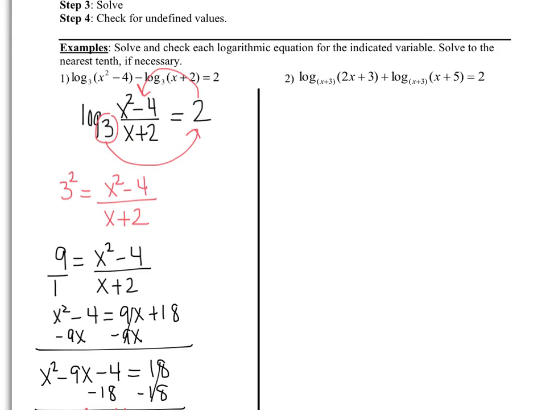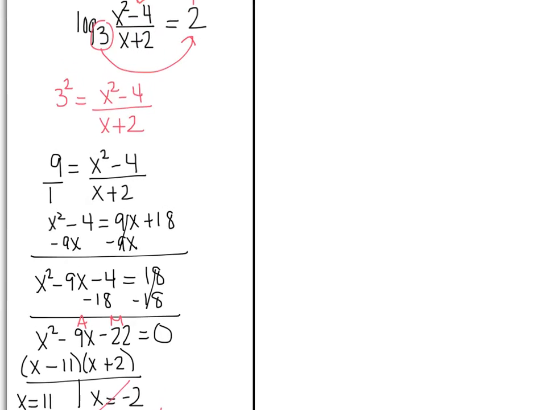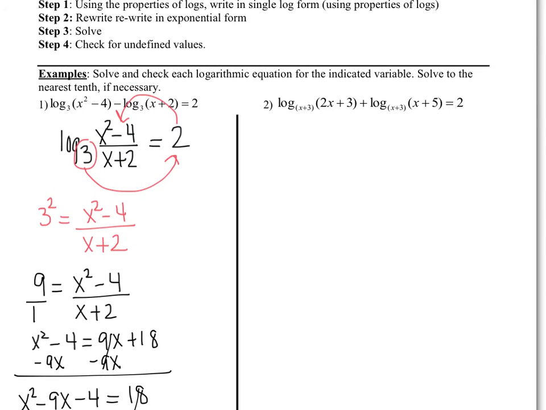So that's the only one that works. So we're going to reject x equals negative 2. Okay, I'll help you set up the second one, and then I want you to solve it on your own.